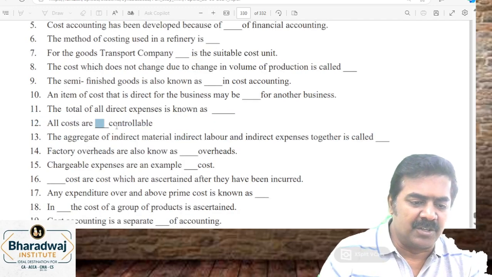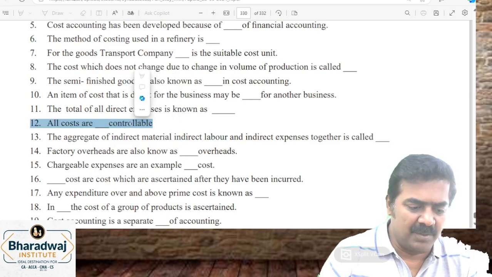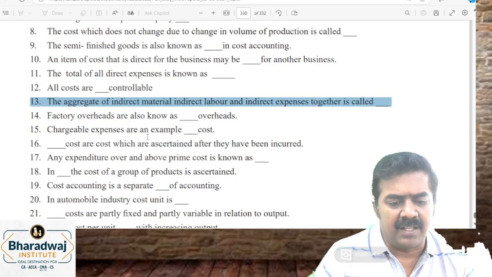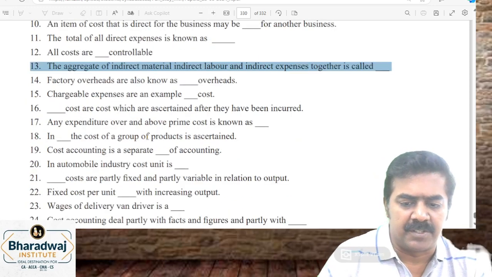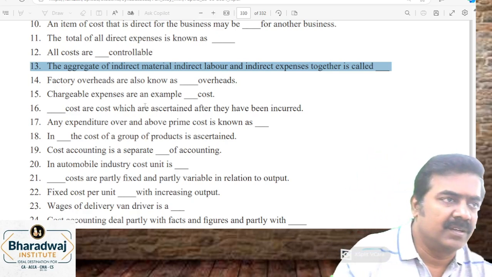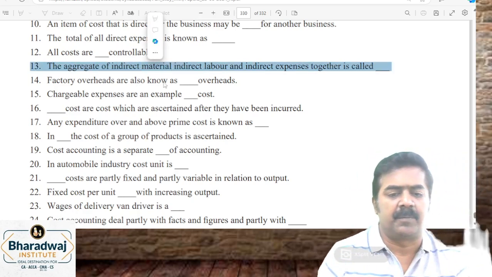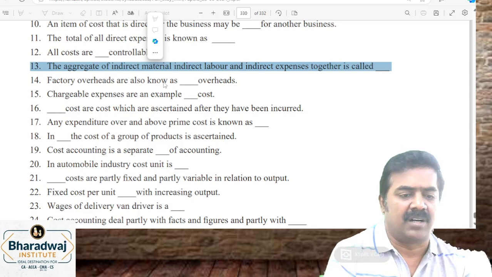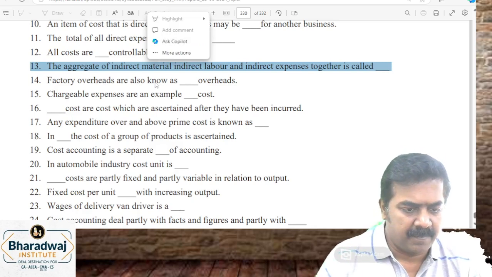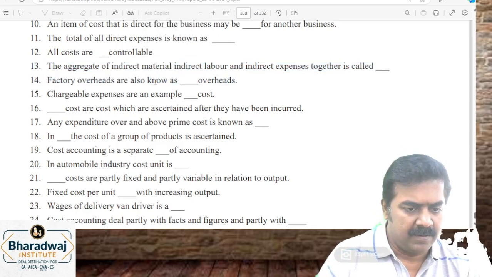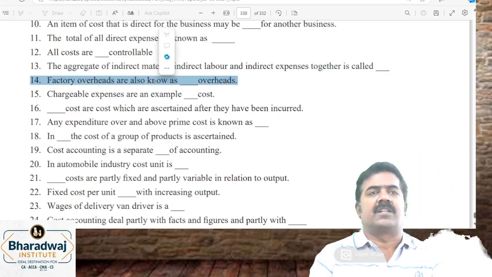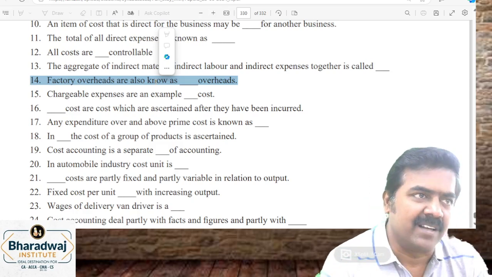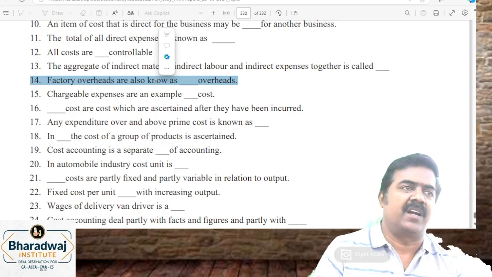All costs are controllable or not controllable? Not controllable. All costs are not controllable. Indirect material plus indirect labor plus indirect expenses together are called overheads. Factory overheads are otherwise called works overheads. Where does the work take place? Factory. So factory cost, works cost. Factory overheads, works overheads.